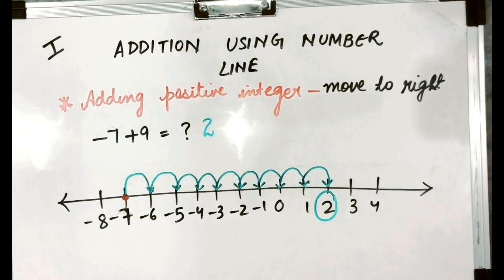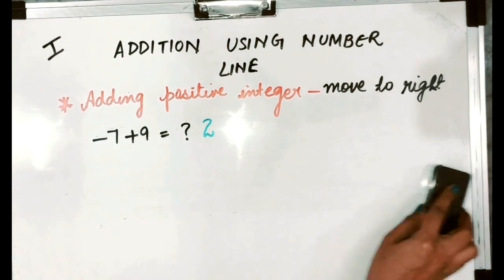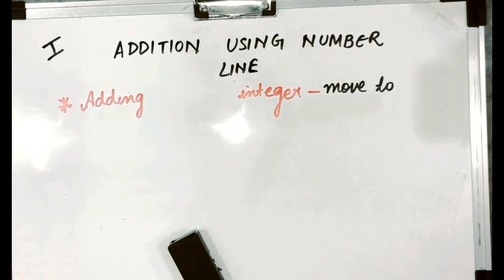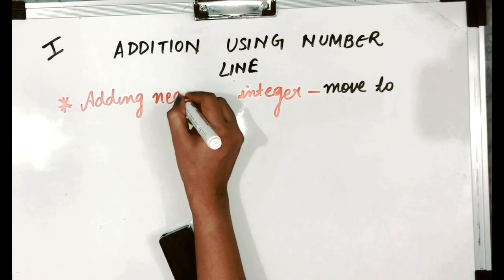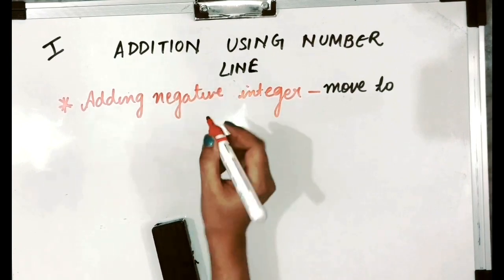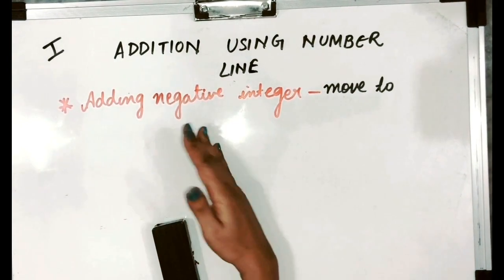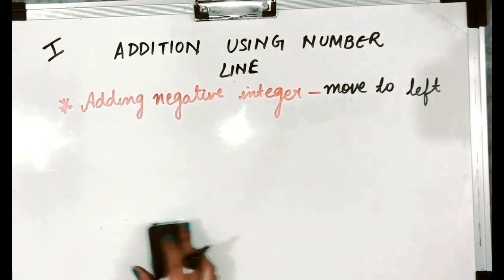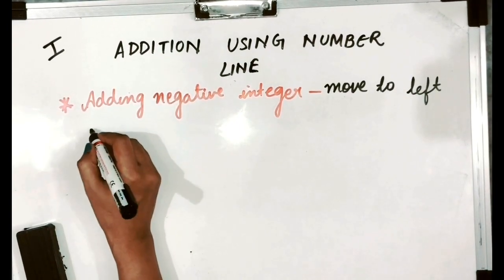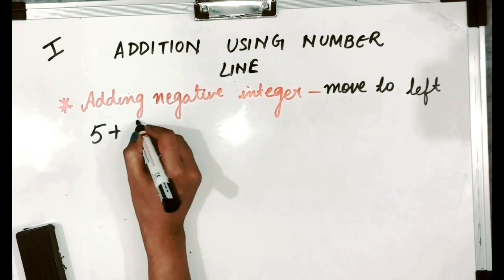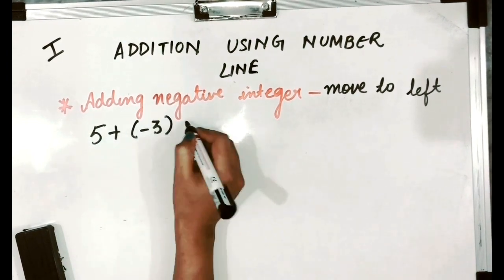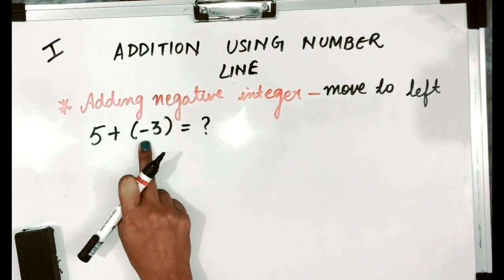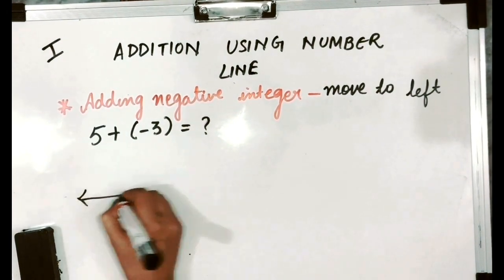Now the next case is when we are adding a negative integer, we move to the left. Let us see two examples. 5 plus minus 3. Here we are adding a negative integer. So let us make a number line.